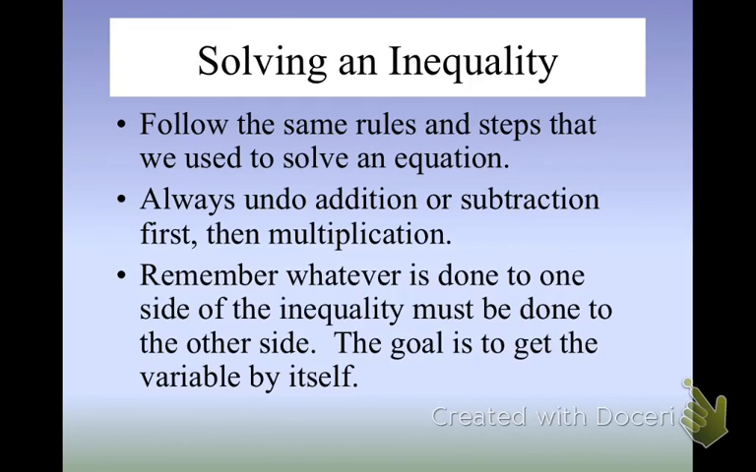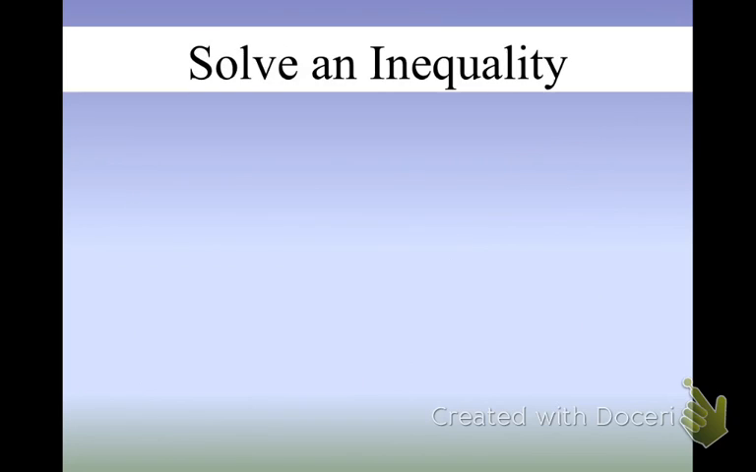So in a way, you can do what you've done in solving equations, and just keep in mind that there is no equal sign. It's an inequality symbol, and you have to use the correct one. So let's solve one. W plus 5 is less than 8. Again, we'll treat the inequality symbol as if it were an equal sign.